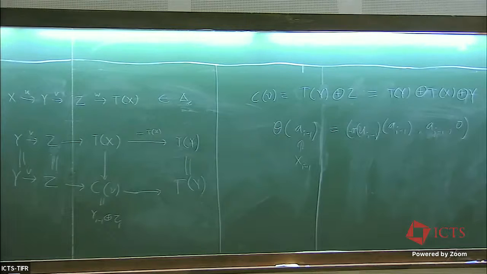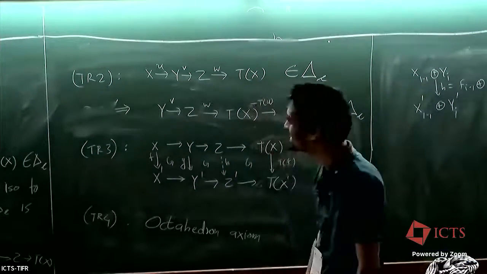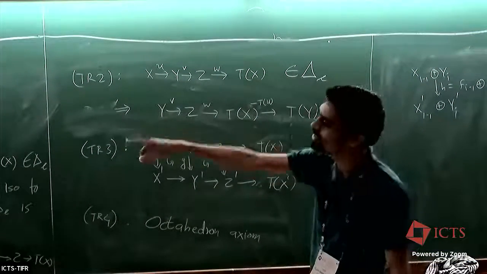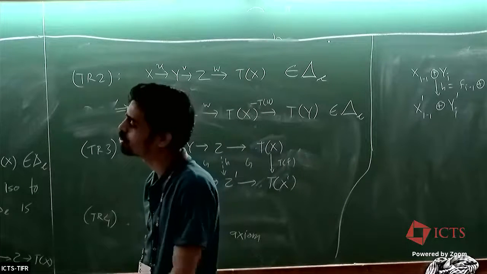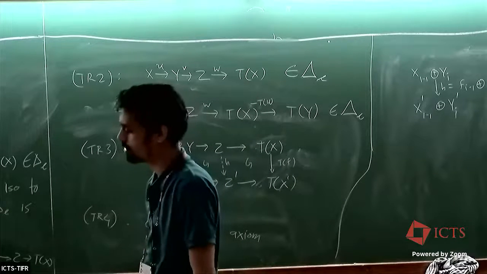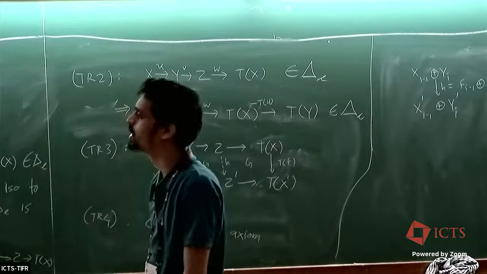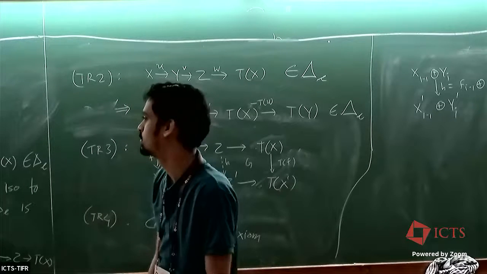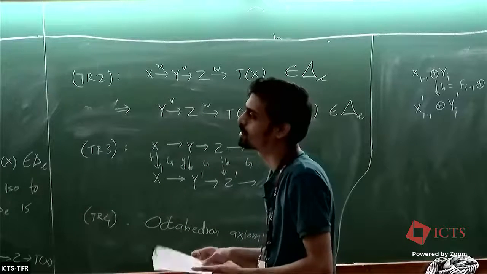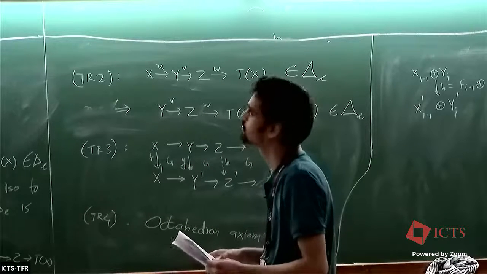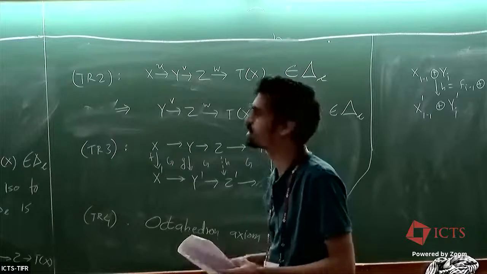So yeah, we have to check this also. So yeah, this will prove that the homotopy category of an abelian category is triangulated. And one can also show that the derived category is also triangulated. Okay, maybe I'll stop here.